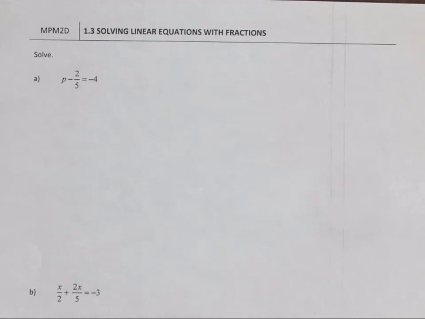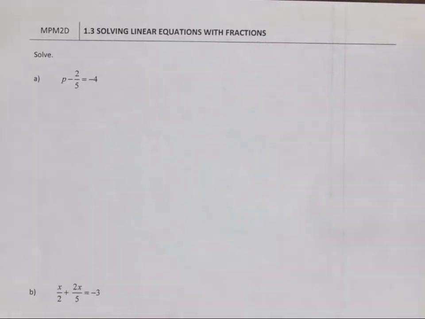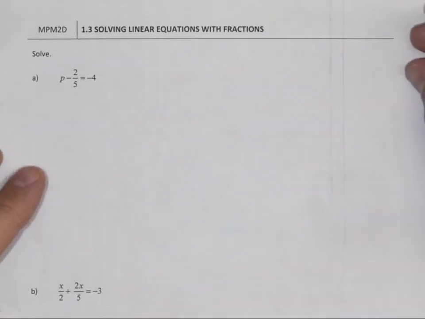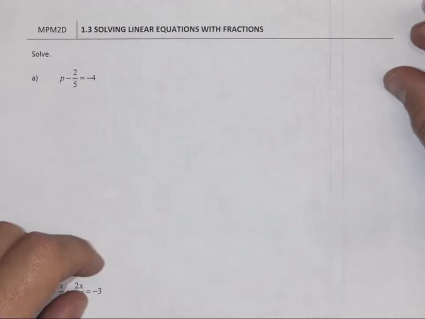Okay, the next step of solving linear systems or linear equations is with fractions. So we looked at that at the very end of the last lesson. Let's look at it here. We have p minus 2/5 equals -4.